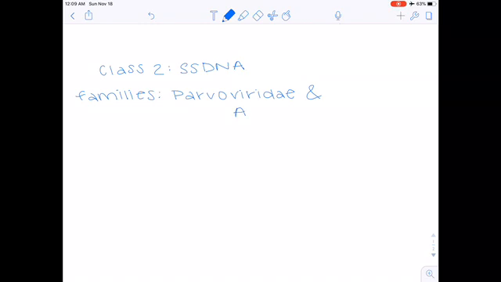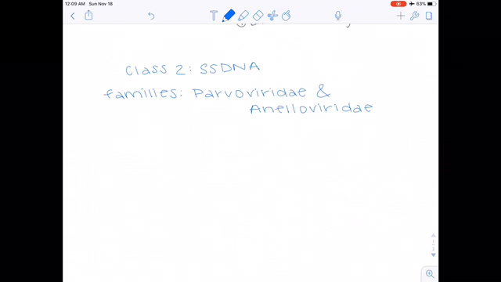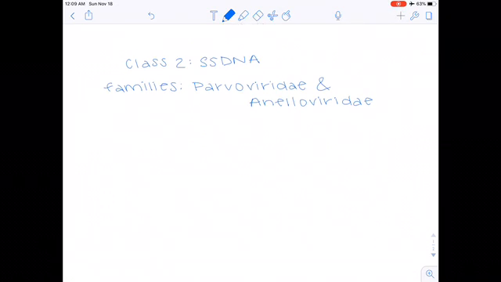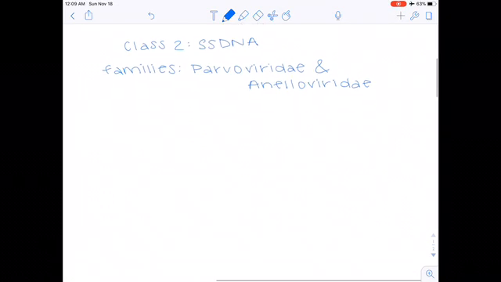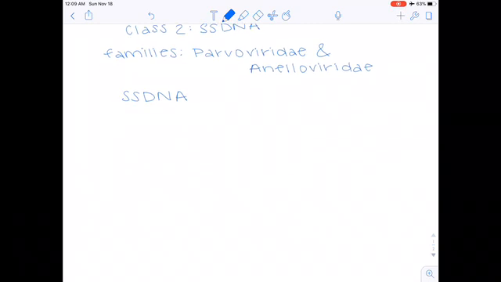And the Anelloviridae. And we'll talk about in a second, after we're done with the replication process, a few examples that fall into these families. So, like before, we're going to go ahead and just draw out the full process and then go back and talk about it. So first we start with single-stranded DNA. This has to be converted to double-stranded DNA.